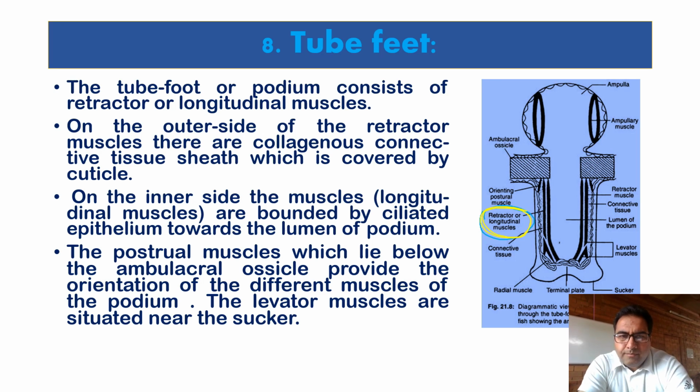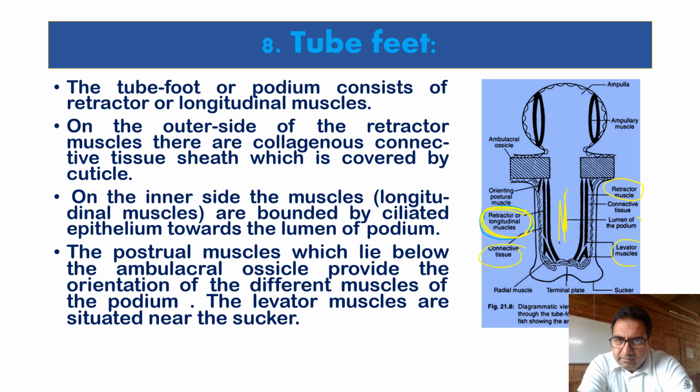Then the postural muscles, which lie below the ambulacral ossicle, provide orientation of different muscles of the podium. So it is the postural muscles. We do have the retractor longitudinal muscles, and this is the lumen of the podium, and then we have the connective tissue along with it.